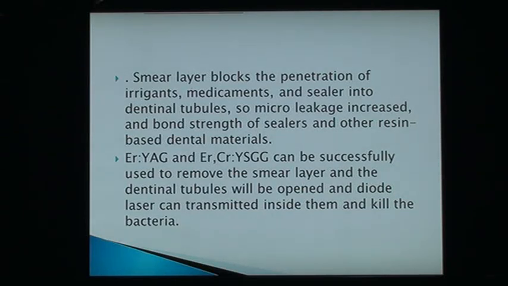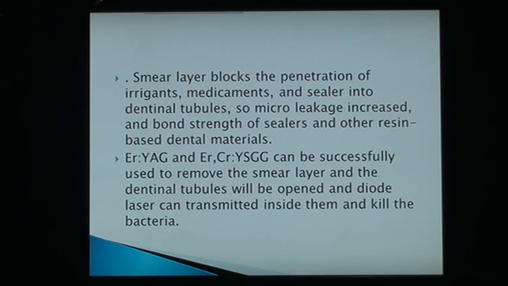Smear layer blocks the penetration of irrigants, medicaments, and sealer into dental tubulus. So microleakage increases and the bond strength of sealer and other resin-based dental materials decreases. Erbium YAG and erbium chromium YSGG can be successfully used to remove the smear layer, and the dental tubulus will be opened and diode laser can be transmitted inside them and kill the bacteria.